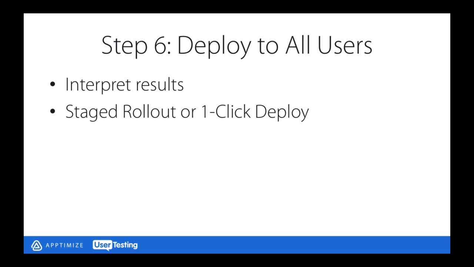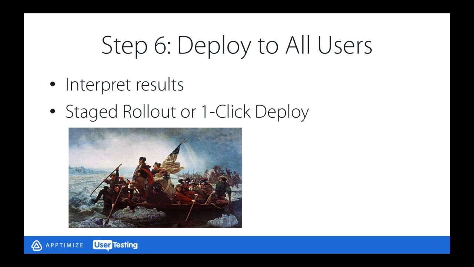All right. So the next step is to interpret results. And if you see that a change performed well on both user testing and A/B testing, you can actually do a staged rollout or one-click deploy with Apptimize. So in a staged rollout, you can slowly roll it out to more and more users, making sure it's having the effects that you want, or you could just deploy it with one click to your entire user base.